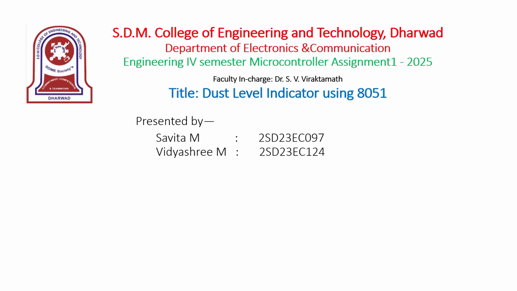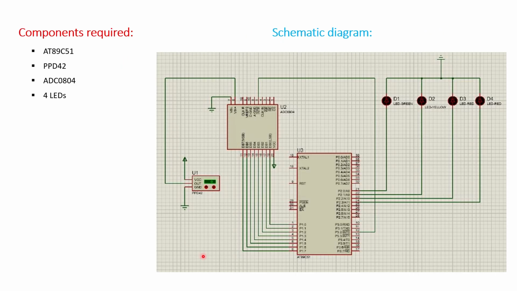Our project is Dust Level Indicator using 8051 microcontroller. This is the schematic picture of this circuit diagram. Here, the components used are the 8051 microcontroller, which is AT89C51, the dust sensor GP2Y, analog to digital converter ADC0804, and 4 LEDs. Let us discuss the working of the circuit diagram.